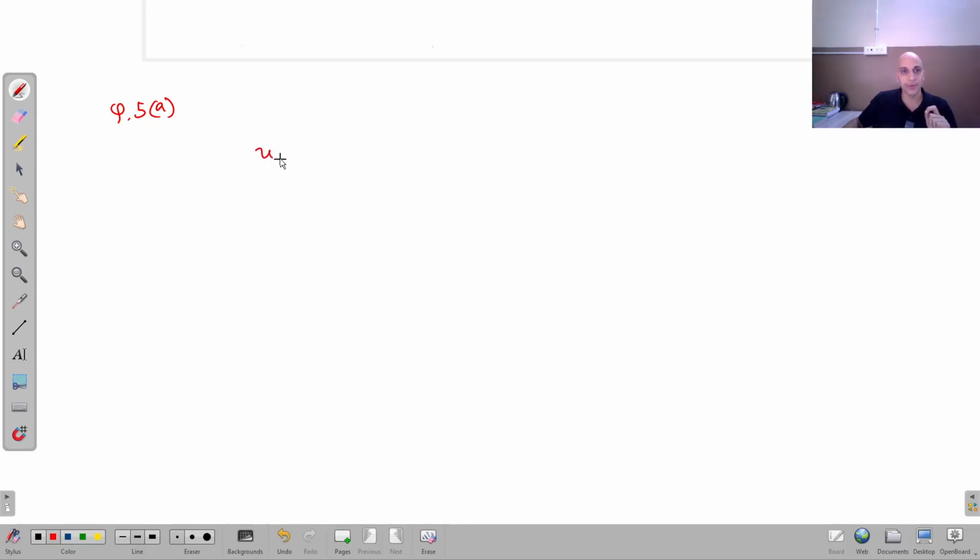The first one is mu r double dash minus mu r theta dash square is equal to fr. This is the first equation that we call the radial equation. And we have one more equation: mu r theta double dash plus 2 mu r dash theta dash is equal to 0. This equation we call the theta coordinate equation. And this is the radial part of the equation.